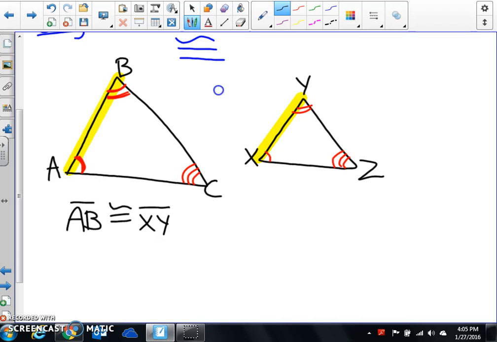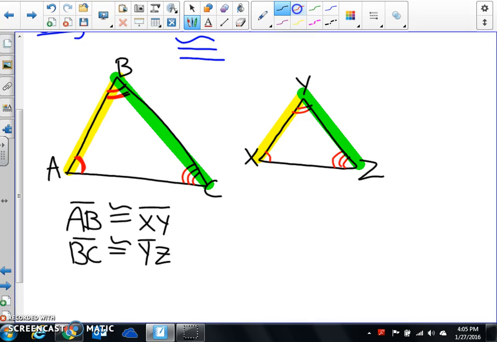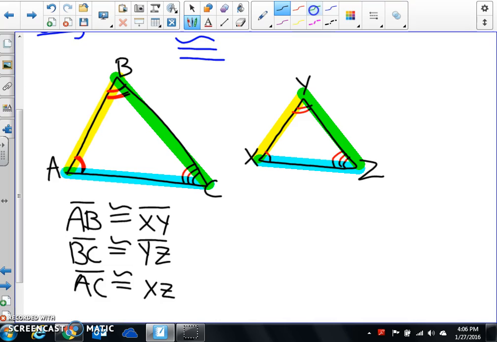And then we're going to keep on going. So grab another color. 2 to 3, 2 to 3. So side BC is congruent to YZ. And then last but not least, obviously, we're good on this one as well, right? 3 to 1, 3 to 1. So that's AC, because we always go alphabetical, is congruent to XZ.